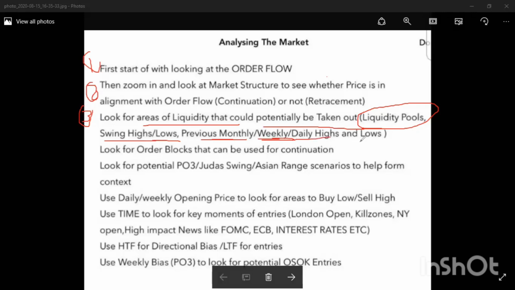Weekly highs, daily lows, Asian highs, Asian lows. Then number 4, you look for order blocks that can be used for continuation. Not just order blocks. You are also looking for breakout order blocks and mitigation blocks. So number 1, daily check. Number 2, market structure for 1 hour and 4 hour check. Then number 3 and 4 are together, looking for liquidity and order blocks. So now let's go back.